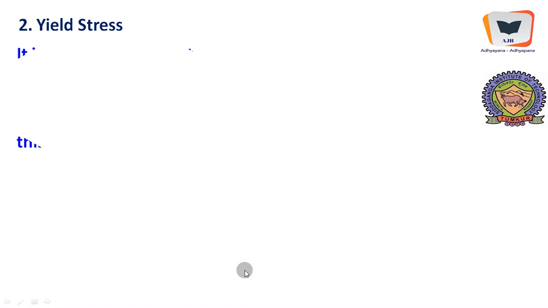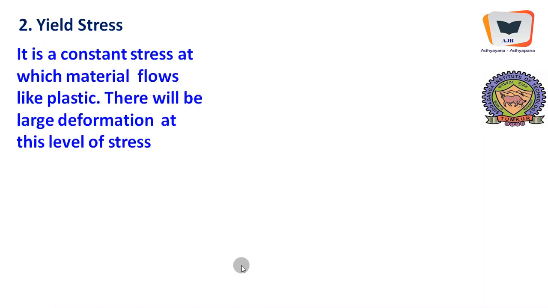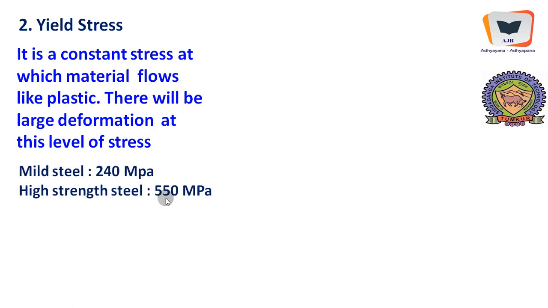Yield stress is the next higher level. As the load gradually increases from a level which has caused the working stress level to an increased level, it may turn into yielding of the material. It is a constant stress at which the material flows like a plastic. You will see deformation which can be seen with the naked eye. Particularly in the case of ductile materials, there will be large deformation at this level of stress.